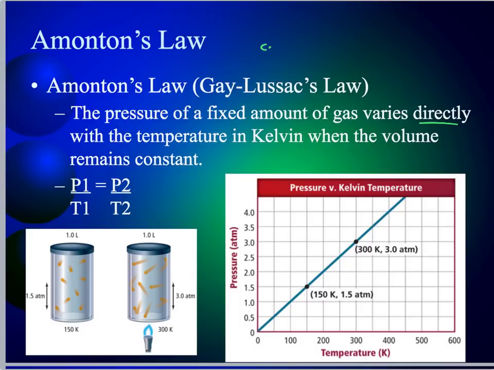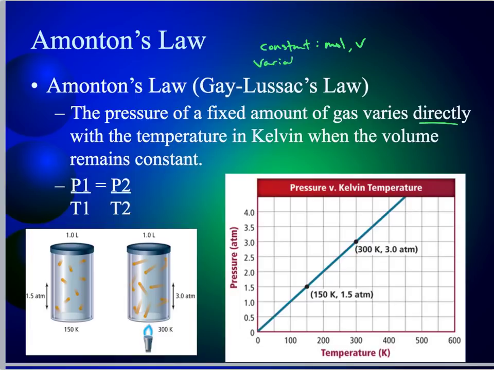Okay, so once again, what things are constant here and what things are changing? Our constants, once again, a fixed amount of gas. That means the moles don't change. My physical amount does not change. With the temperature in Kelvin when the volume remains constant. So V is constant here. I have a rigid container. It's not allowed to expand like a balloon or a plunger or a piston or something.